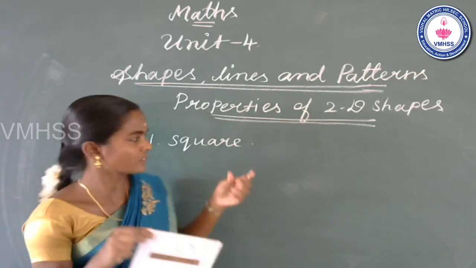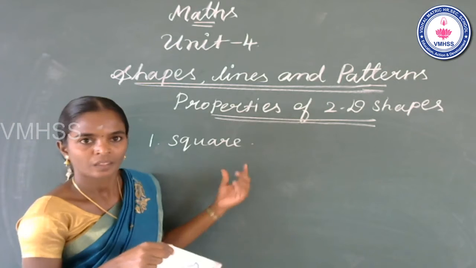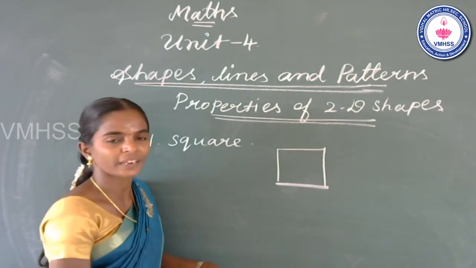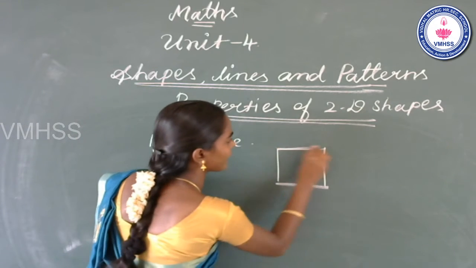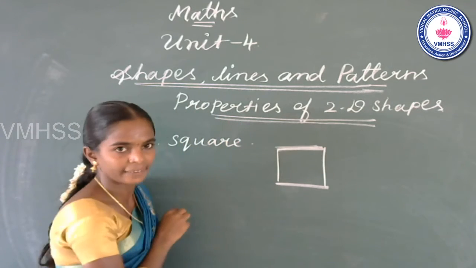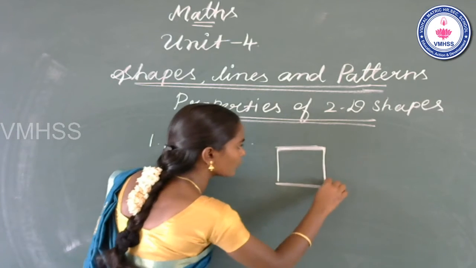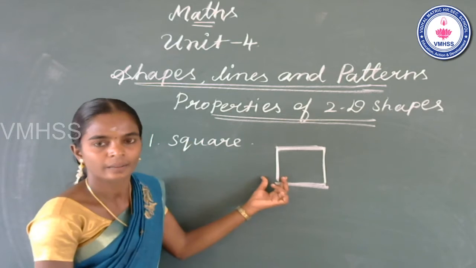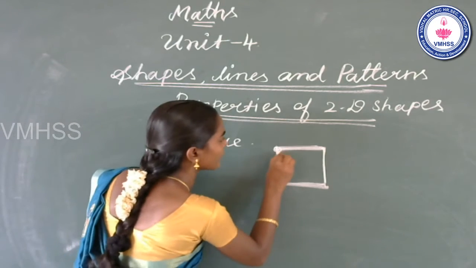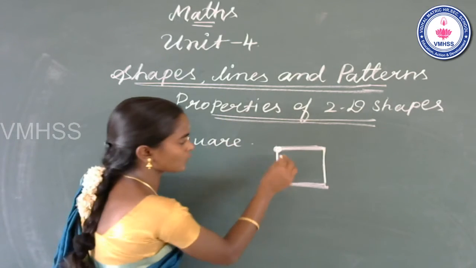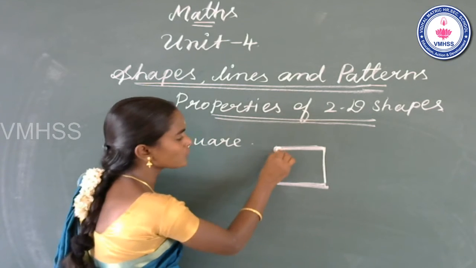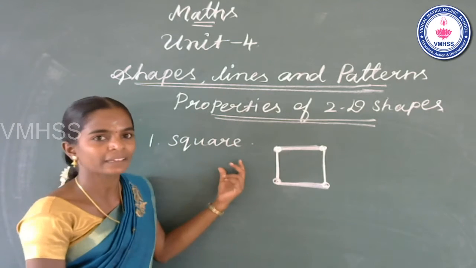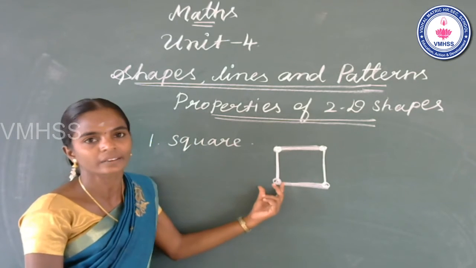Children, first we draw the square shape. This one side, this one side. 1, 2, 3, 4. So there are four sides. Next, this one name is corner. 1, 2, 3, 4. So square has four sides and four corners.